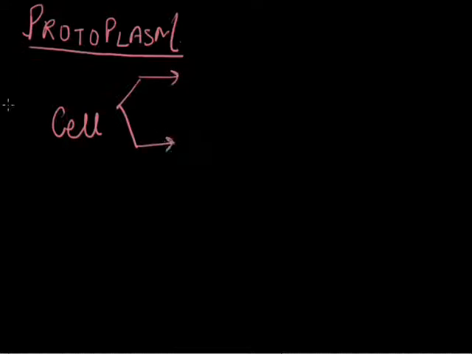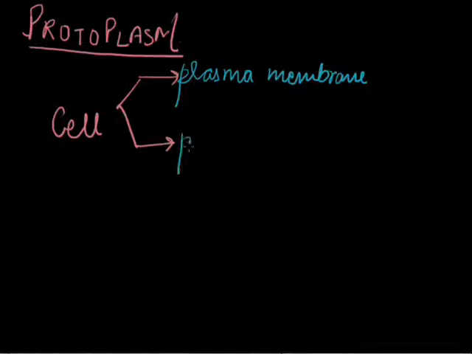Before proceeding to protoplasm, we shall know what actually a cell is. Inside a cell, there are basically two important constituents, or we can say two important parts. We can classify them as plasma membrane, and there is a ground substance known as protoplasm.